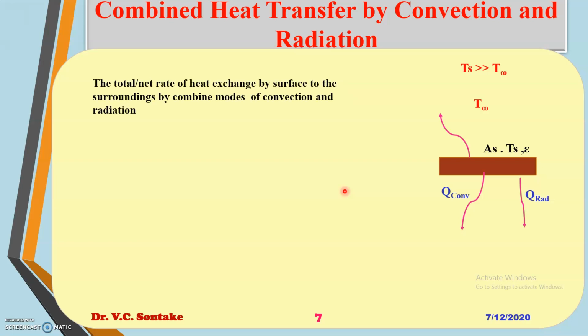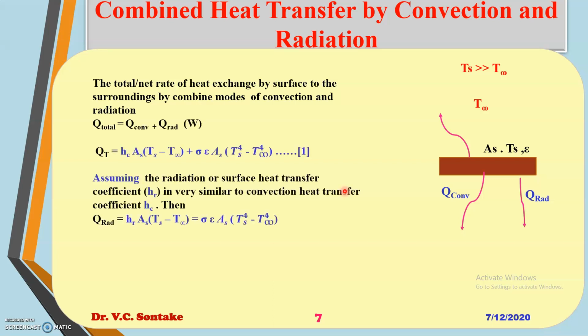Under such condition, the total or net rate of heat exchange by the surface to the surroundings by combined modes of convection and radiation is given by Q total is equal to Q convection plus Q radiation. So Q total will be Hc into As into Ts minus T infinity, the rate of heat transfer by convection mode, and sigma epsilon As into Ts power 4 minus T infinity power 4, the net rate of heat exchange by radiation mechanism.